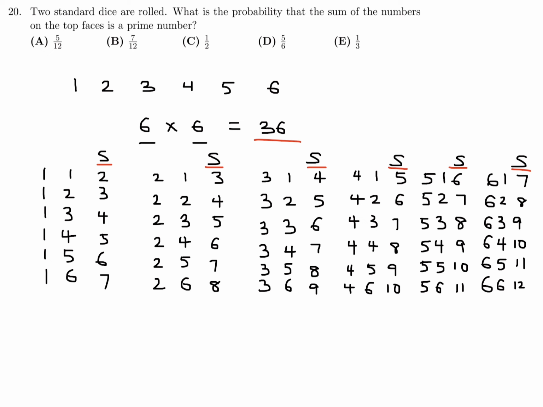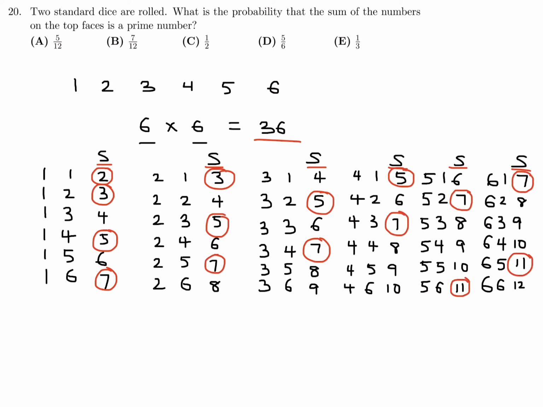Now we have to figure out, of those 36 sums, how many are prime. Okay, let's circle the primes. 2, 3, 5, and 7. Those are prime. 3, 5, and 7. 5, 7, 5, 7, 7, 11. 7, 11. Count them up. 1, 2, 3, 4, 5, 6, 7, 8, 9, 10, 11, 12, 13, 14, 15. So 15 out of the 36 possibilities. And in lowest terms, divide top and bottom by 3, 5 over 12. Number 20, the answer is A.